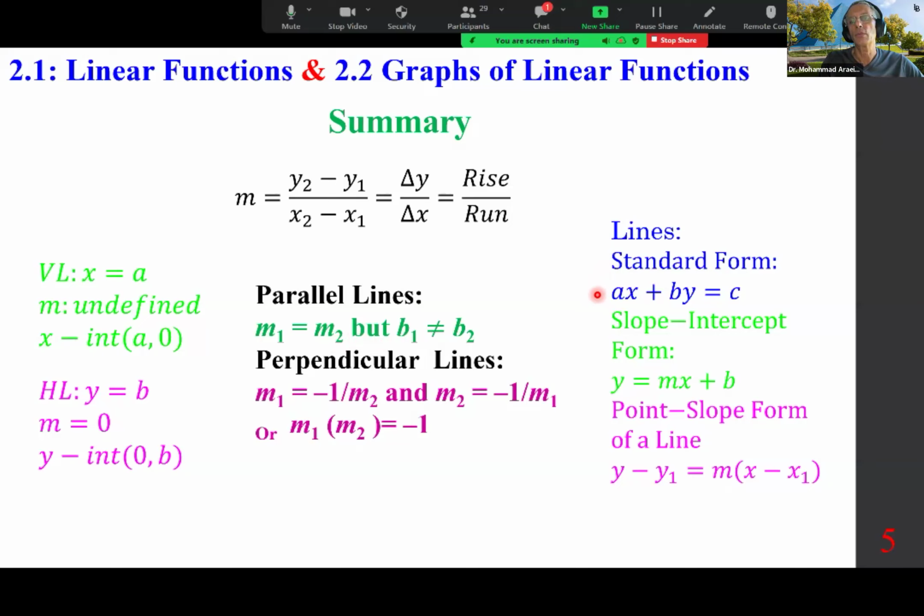Lines, there are three formats. Standard form, ax plus by equals c. Slope-intercept form, you solve for y: y equals mx plus b. Point-slope, y minus y1 equals m times x minus x sub 1. This is the summary as far as the lines are concerned. And I hope you all remember these formulas from algebra.